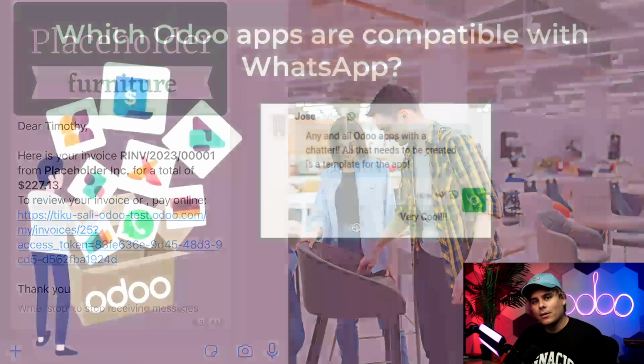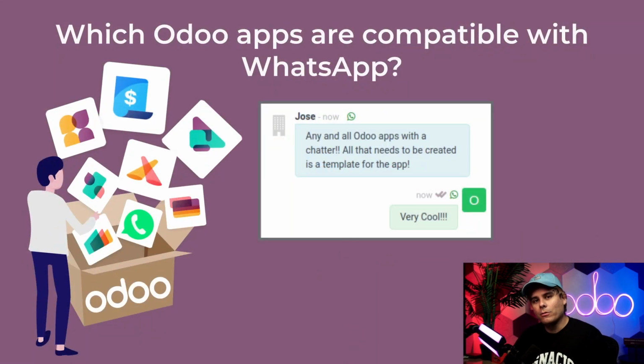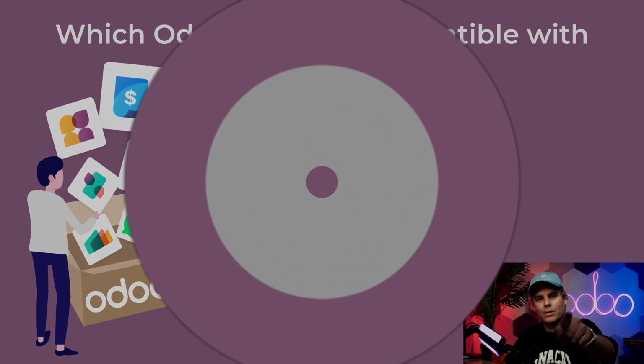Now, you might be asking yourself, what Odoo applications are compatible with WhatsApp? Any and all applications that have a chatter and a template can be integrated with WhatsApp. This means basically sending payment receipts in the POS app, sending event tickets in the Events app, and sending invoices in the Sales app, and a lot more, but let's jump into it.